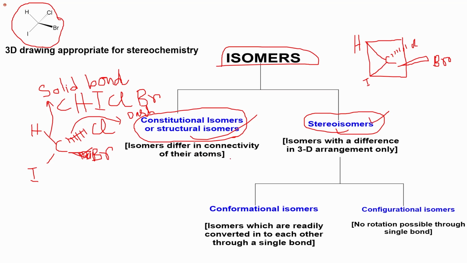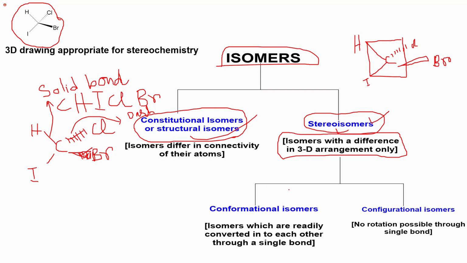We'll discuss all the examples also here. Okay, then only we can understand. So let's first go to the definition. What are they saying? Constitutional isomers or structural isomers are isomers that differ in connectivity of their atoms. Now the stereoisomers are isomers with a difference in 3D arrangement only.